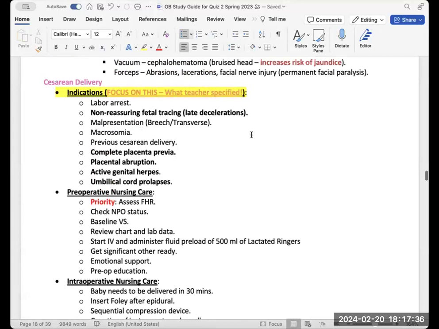I see a hand raised. Yeah, I don't think we have done cesarean delivery. I don't think we got a chance to go over that in class yet.